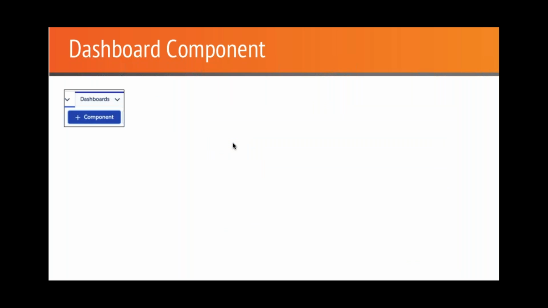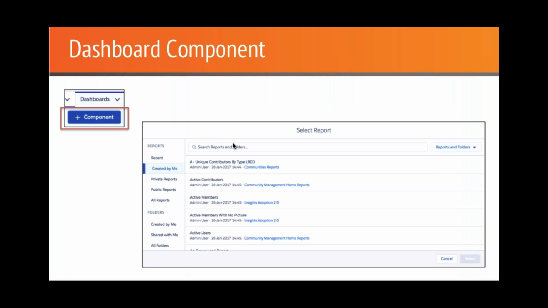When you add a new component to the dashboard in the Lightning Experience via this button, which used to just be plus, I think, now it's plus component to differentiate it from the plus filter, I guess. Before you go and do anything else, the new select report dialog opens so that you can select the source report. So it forces you to choose which report is going to back your dashboard component before you go on and actually do anything with that inside the dashboard.